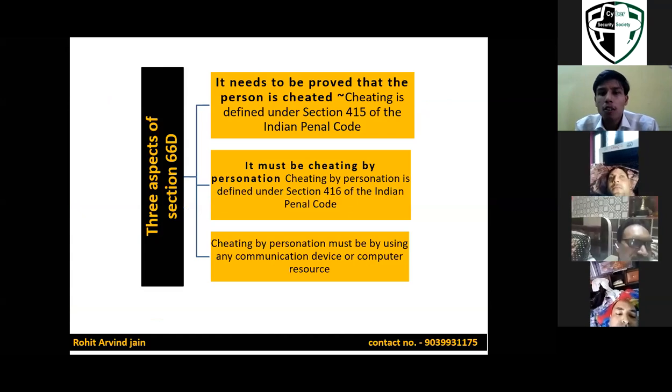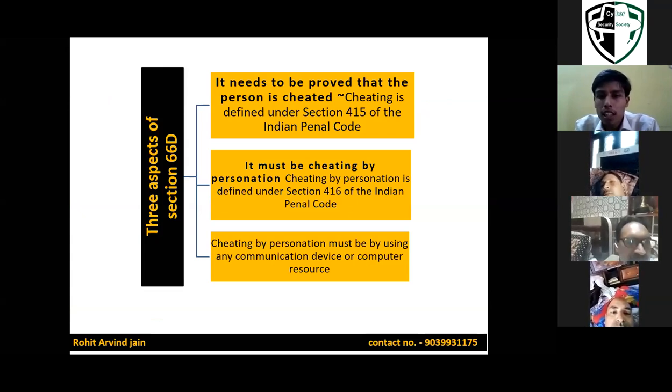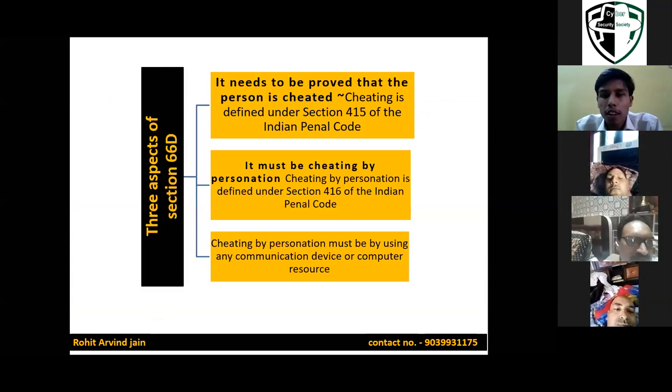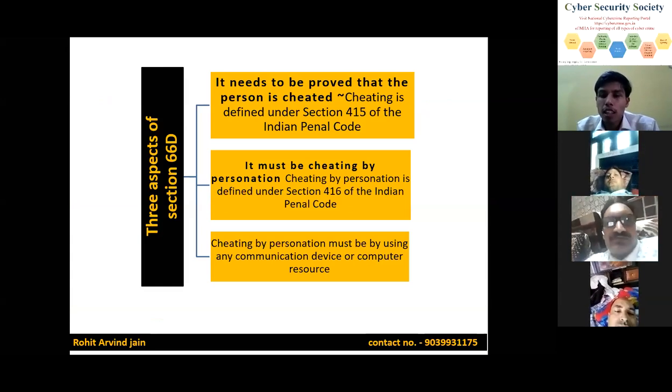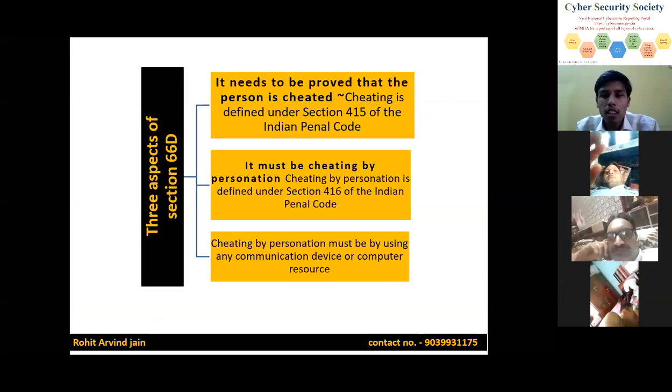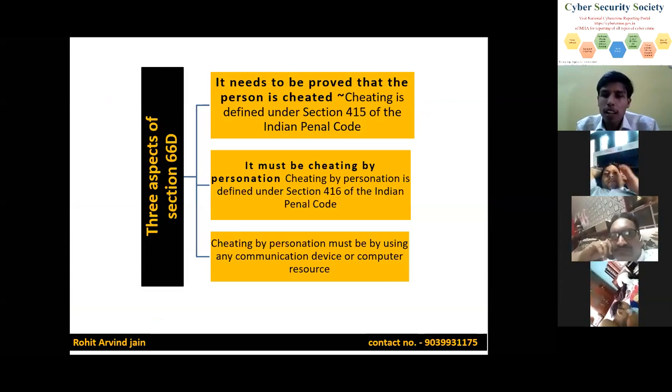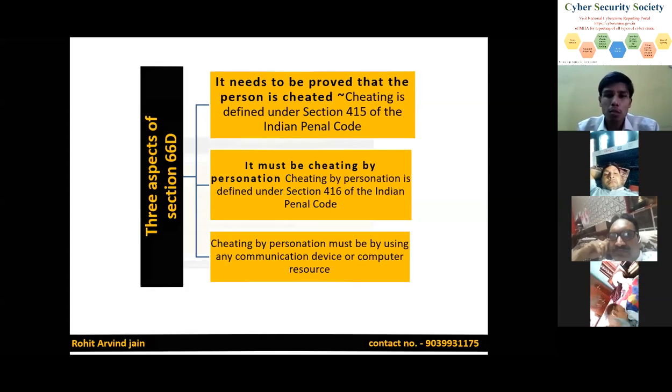So for section 66D, there are 3 very important things. The first thing is there is cheating by a person. Cheating is very necessary, and cheating is defined under section 415. Then the cheating must be by personation. Cheating is only done by personation. And the third is using of computer resource. Computer resources must be used in this particular case.